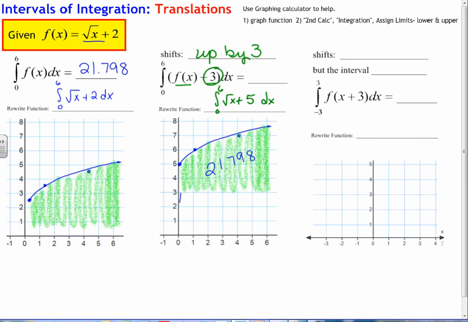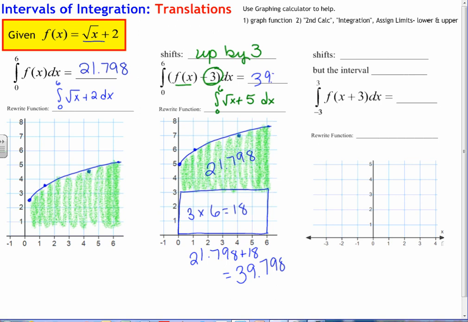What did I pull in underneath it? Nothing more than a rectangle that has a height of 3 and a width of 6. I'm bringing in an area of 18, correct? So I know that I've got 21.798 plus 18. This will give me a total area of 39.798. And 39.798 should be our answer.